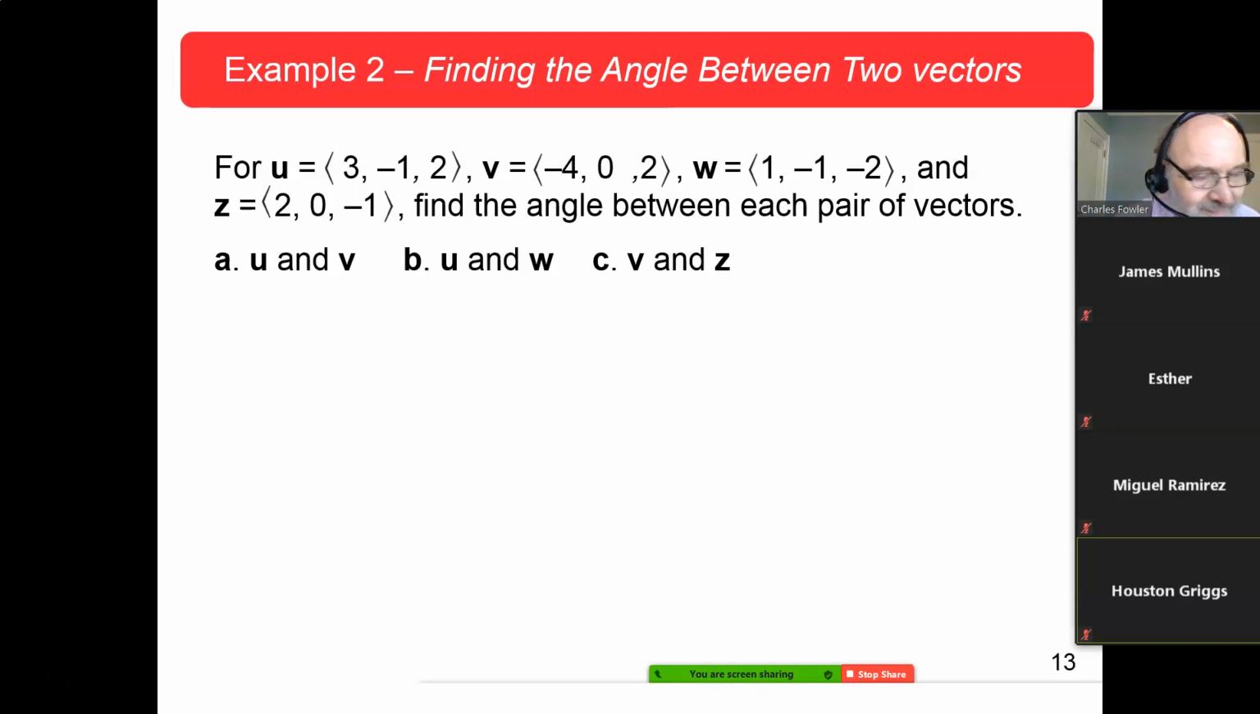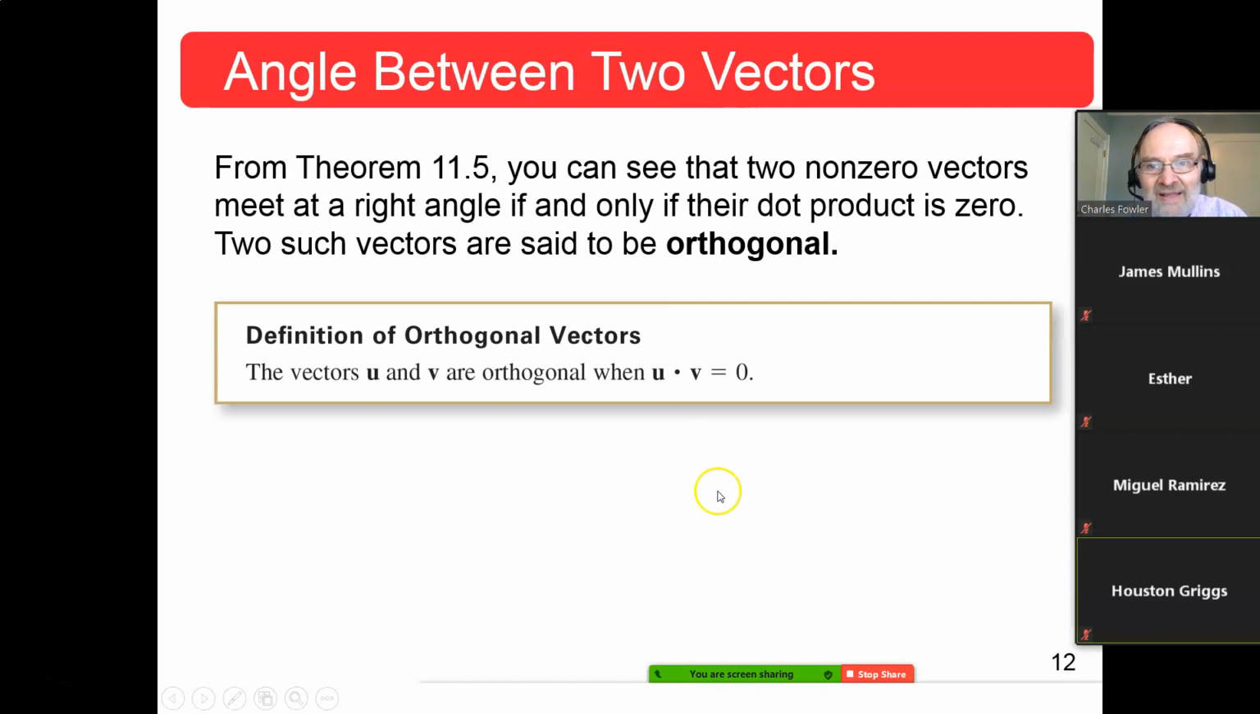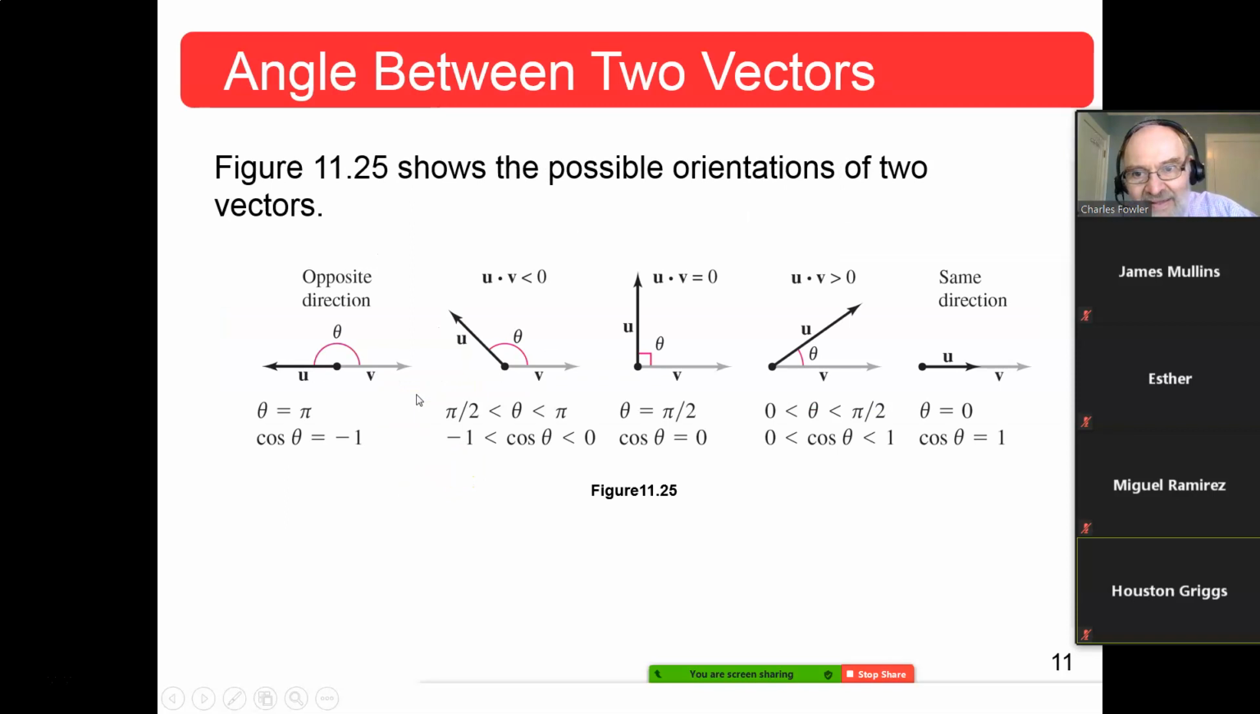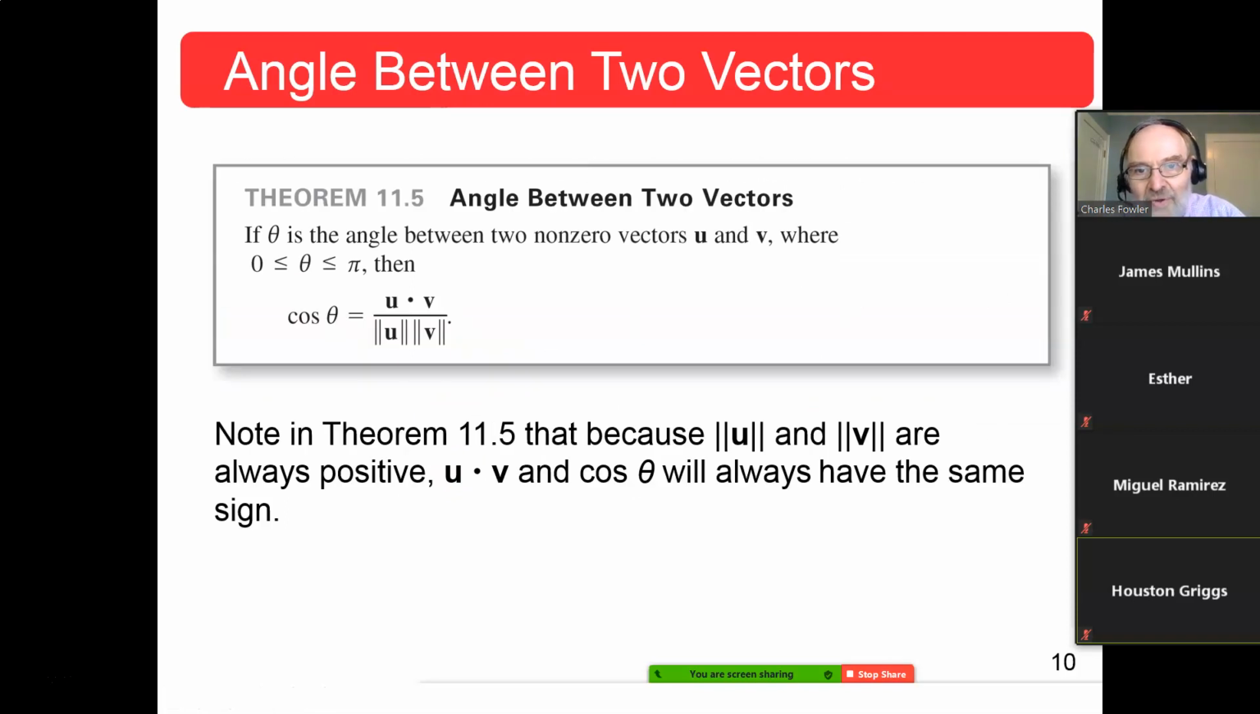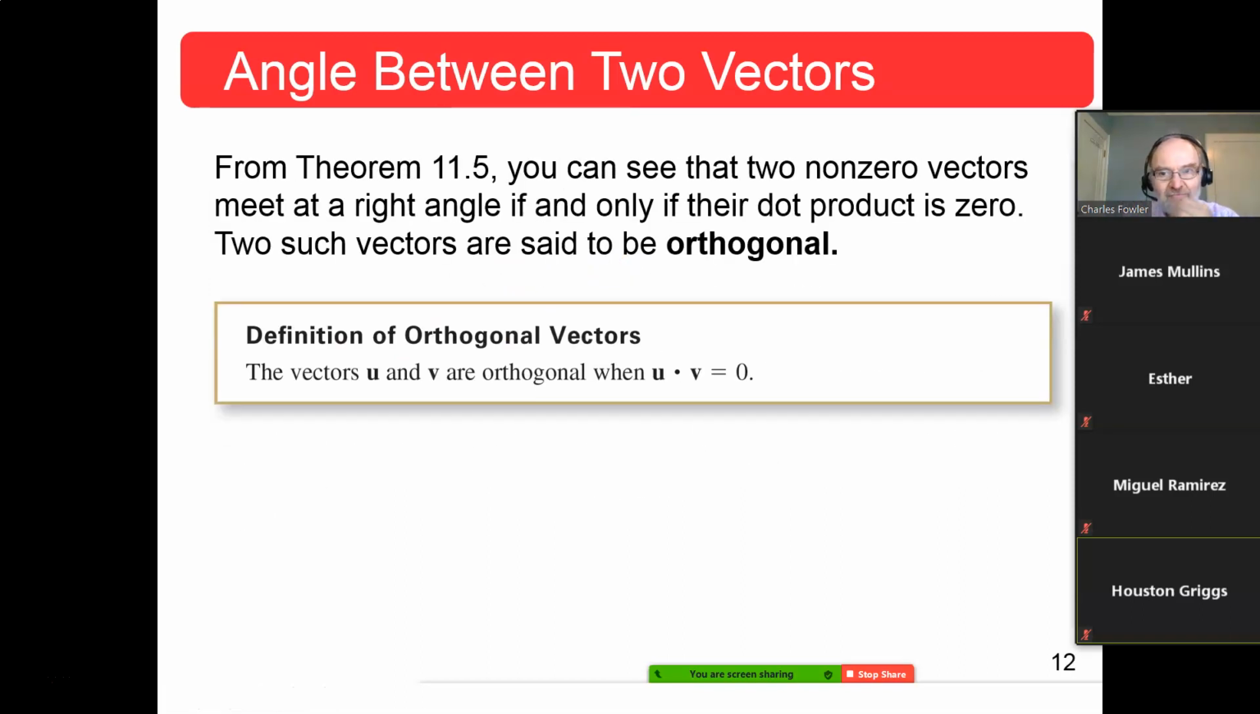Now, another weird corollary, you might say, or result of this definition, is that notice they just said two vectors. They didn't say, like they did earlier, two non-zero vectors. In this definition, all they say is the vectors u and v are orthogonal when u dot v is 0. Well, guess what, folks? If either u or v is a 0 vector, then the dot product's always 0.